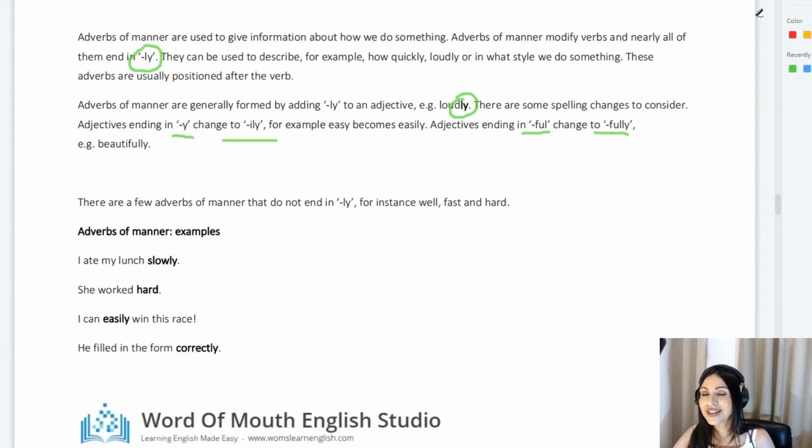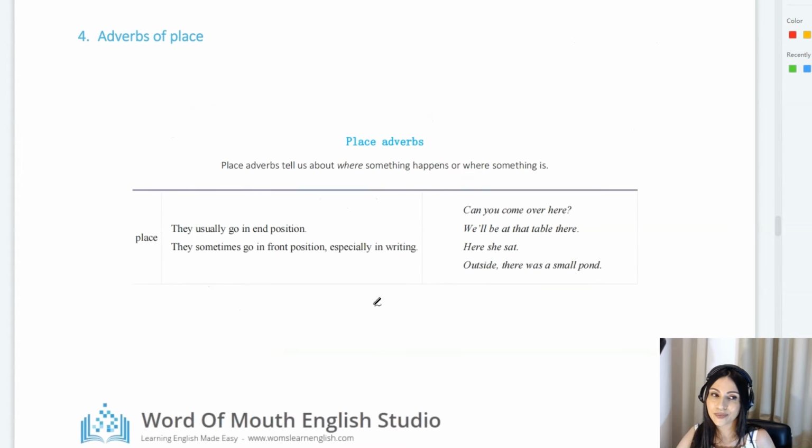There are a few adverbs of manner, however, that do not always end in ly. And we discussed these in our last video as well. Those are called irregular adverbs, and here are some examples. She worked hard, but not she worked hardly. So that is another example, and fast is another irregular adverb that cannot be used with ly. However, I ate my lunch slowly, easily and correctly are used with ly endings.